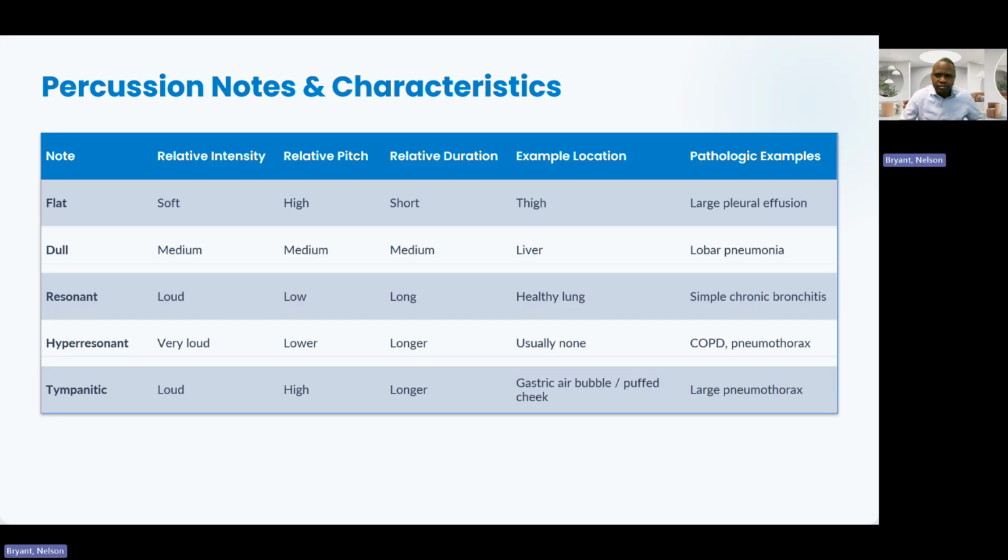Resonance is normal. Dullness would replace it when they have fluid or solid tissue, which can replace the air-containing lung. So this is seen, for example, in pneumonia. And hyperresonance is another one which may show trapped air. This is also a common sound in patients with COPD or tension pneumothorax.